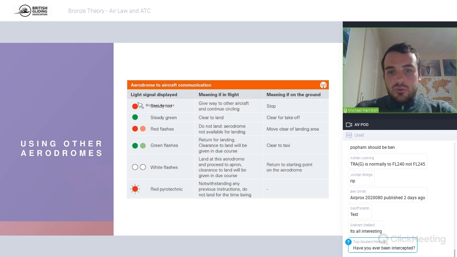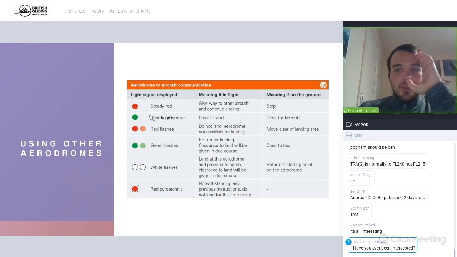These are the signals that you may receive through the use of lights from an air traffic controller at another airfield, if they need to contact you and for some reason they can't contact you on the radio. You're probably not likely to see these lights. But I know bronze tests like asking this stuff. Even though you're unlikely to ever come across it in your career, the chances of you being asked this in a bronze test are actually quite high.